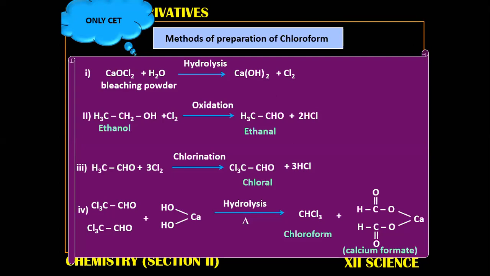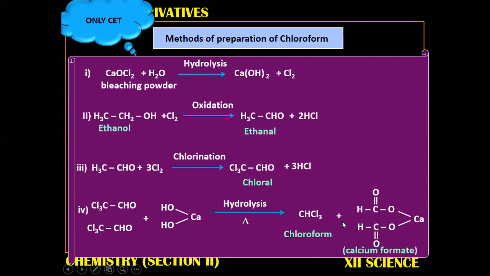I'll repeat the entire thing. I hope you all have copied. Bleaching powder reacts with water to liberate chlorine. Chlorine oxidizes ethanol to ethanal. Ethanal gets chlorinated to form chloral. And chloral, 2 molecules react with calcium hydroxide or undergo hydrolysis to form chloroform and calcium formate.